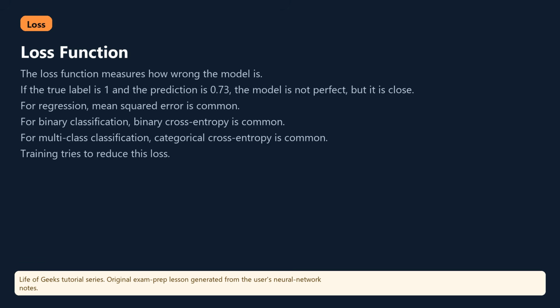For regression, mean squared error is common because the model predicts a number. For binary classification, binary cross-entropy is common because the model predicts one of two classes. For multi-class classification, categorical cross-entropy is common because the model chooses among several classes. Training is basically the process of changing weights to make the loss smaller. If loss goes down, the model is learning the training data better.